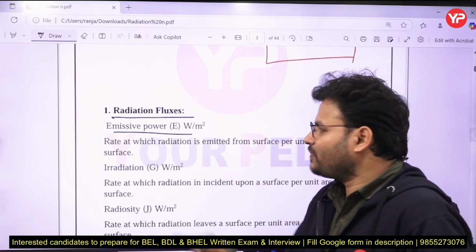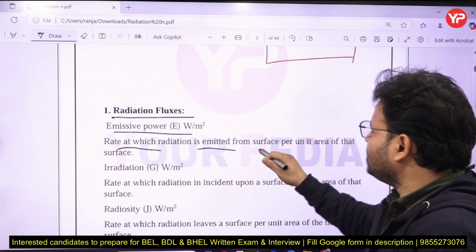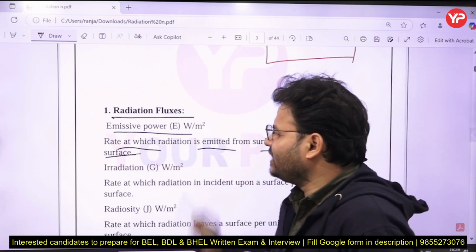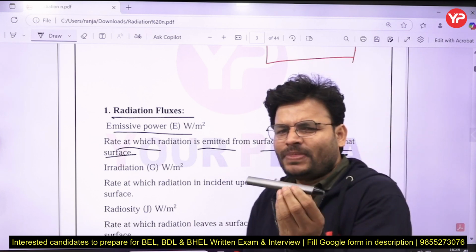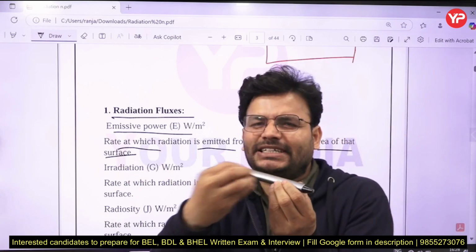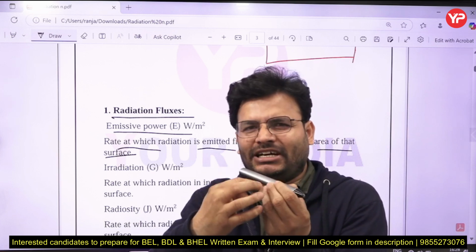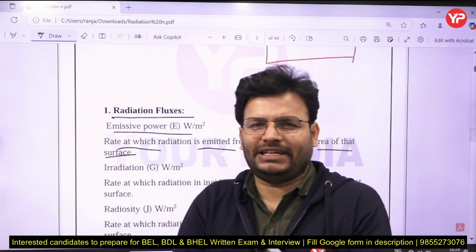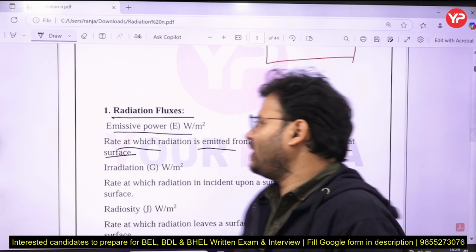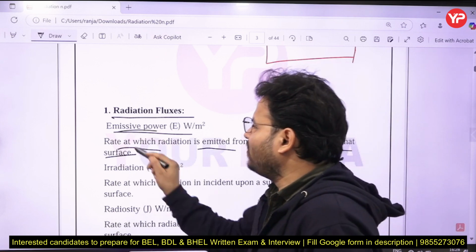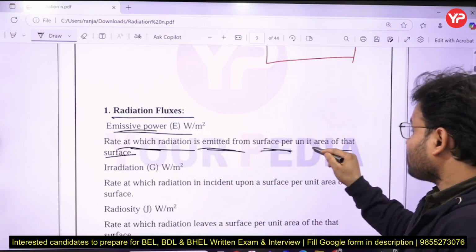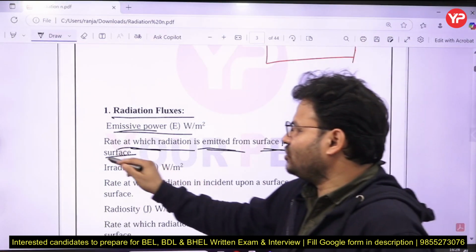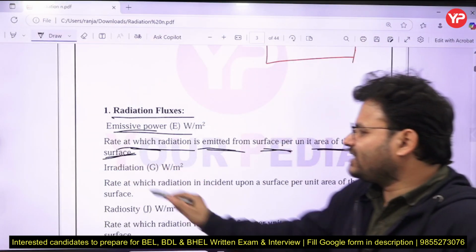What is emissive power? The rate at which radiation is emitted from a surface per unit area of that surface is known as emissive power. So this is any body. Whatever energy is emitted per unit area, this energy is known as what? Emissive power. So what is emissive power? The rate at which radiation is emitted from a surface per unit area of that surface is known as emissive power.